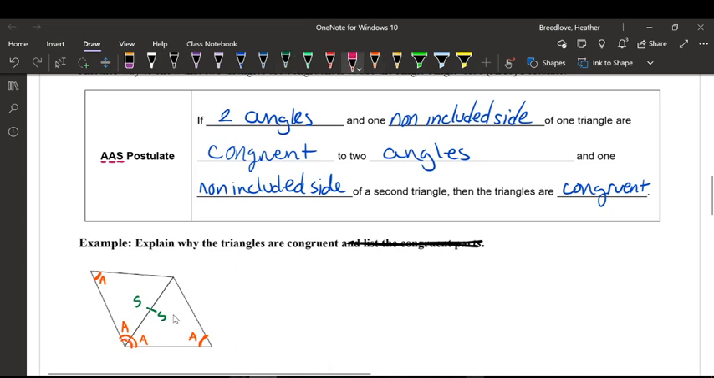So you probably want to write that down up here. It could also be SAA, side angle angle. Same thing. It depends on which direction you're reading, clockwise or counterclockwise in the triangle. Angle angle side or side angle angle mean the same thing. So I know that the triangles are congruent by the angle angle side postulate.